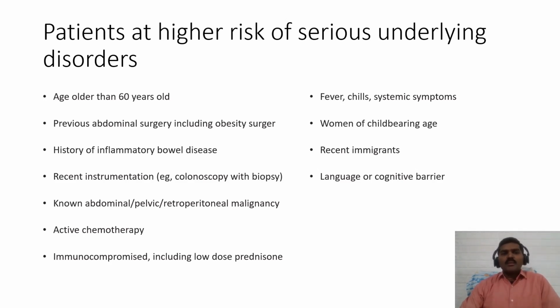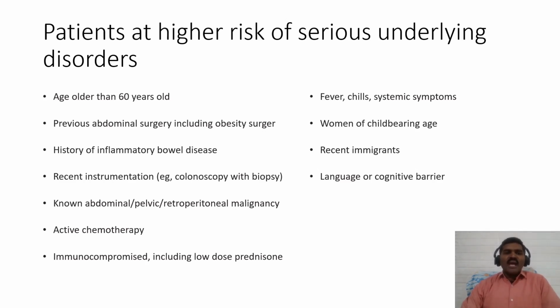Patients will have a more serious disorder and less severe pain because of neural degeneration. Other risk factors include previous abdominal surgery, history of any inflammatory bowel disease, recent instrumentation like colonoscopy with biopsy, known abdominal, pelvic, and retroperitoneal malignancy, active chemotherapy, and immunocompromised patients, including those on low dose prednisolone.